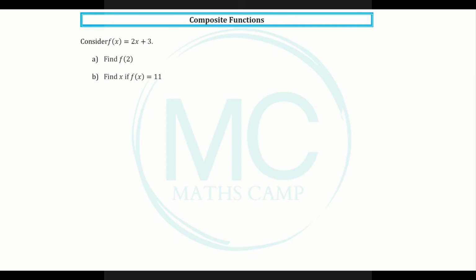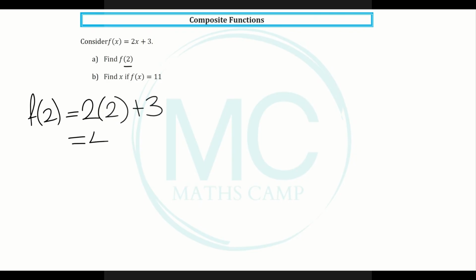Let's look at an example. f of x is equal to 2x plus 3. Find f of 2. In this case, we need to substitute 2 into x and find the value of y. So I can say f of 2 is equal to, substitute 2 into x, I get 2 multiplied by 2 plus 3, which gives me 4 plus 3, which gives me 7. This is the value of y.